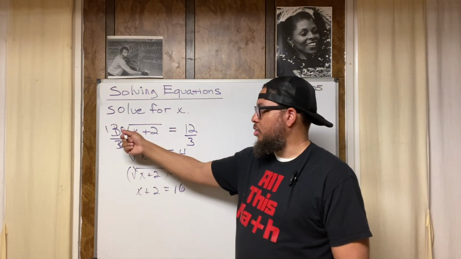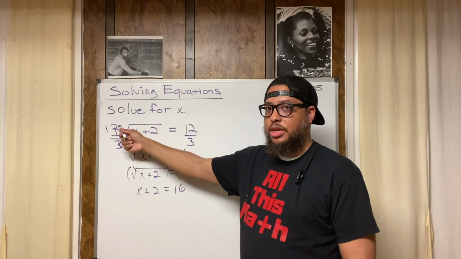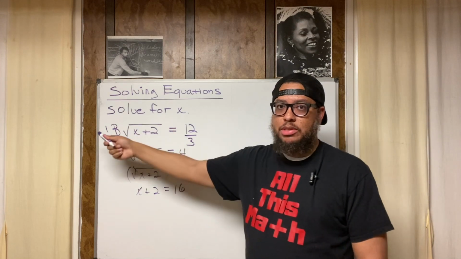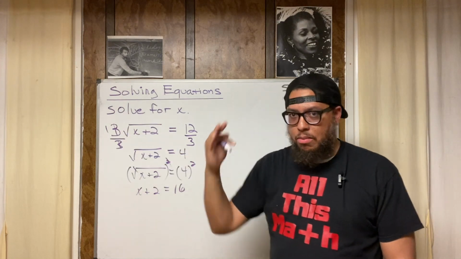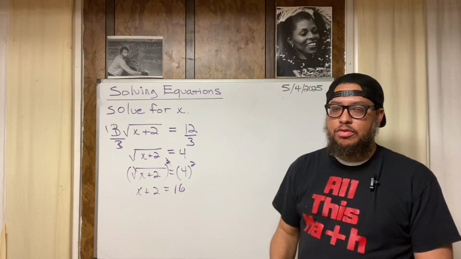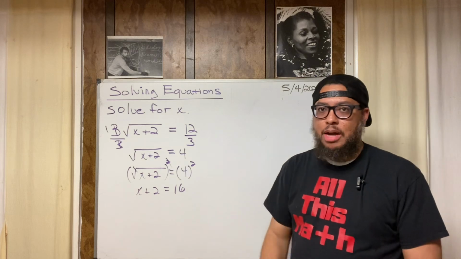We did the same thing with the 3. What am I trying to get rid of? This 3. What is 3 doing right now? It's being multiplied by the radical. What's the opposite of multiplication? Division. Ask yourself those 3 questions every time. What am I trying to get rid of? What is that thing doing? And what's the opposite operation?